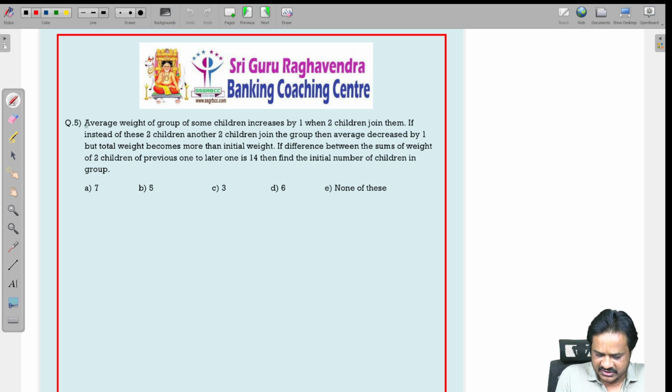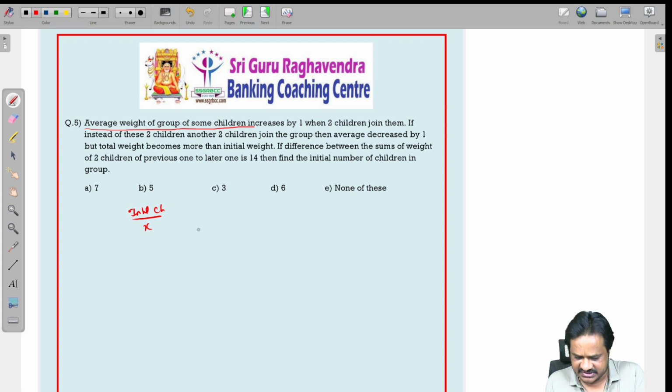So here the average weight of the group of some children, we don't know the initial children. I am taking this one as x. Then we don't know their average weight also, that I am taking as y. So the average weight of some children is increased by 1 when 2 children join. So initial children I am taking y and average weight x, then total will be xy or yx.